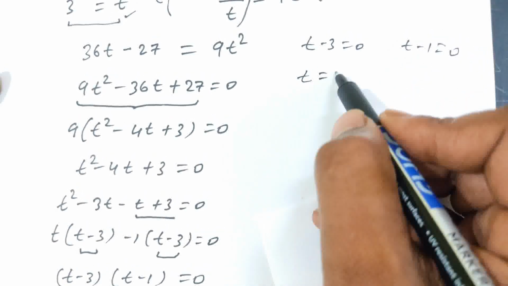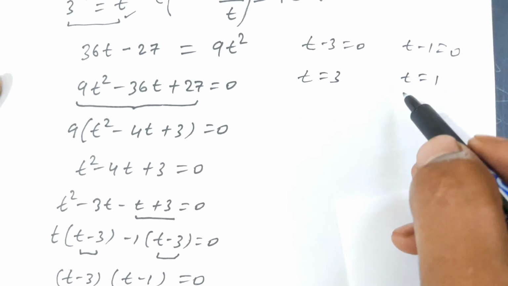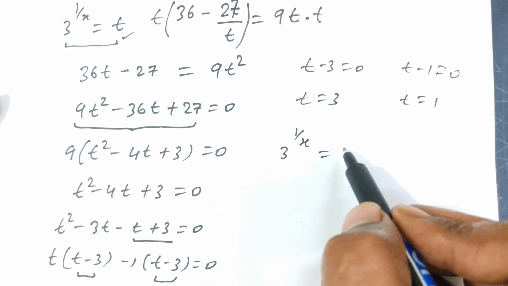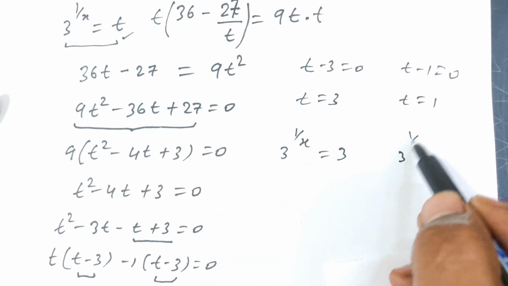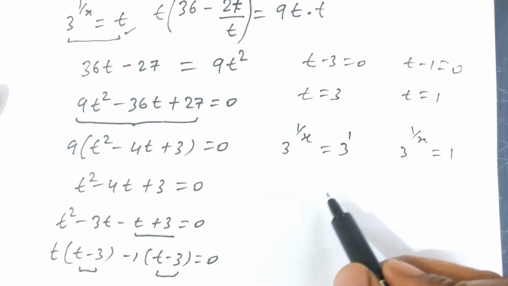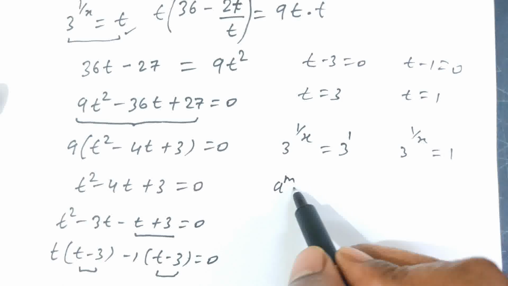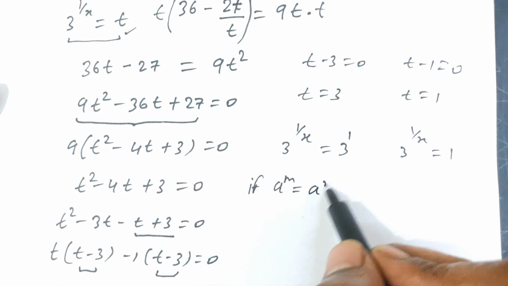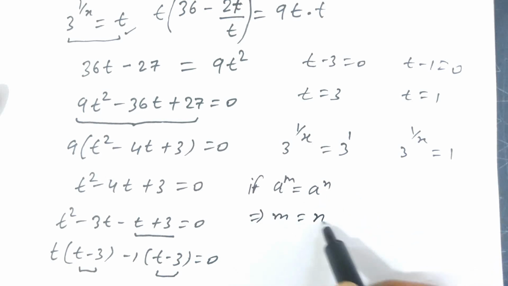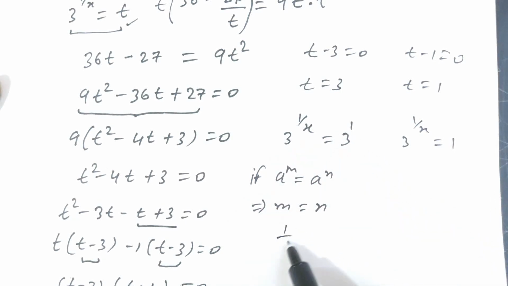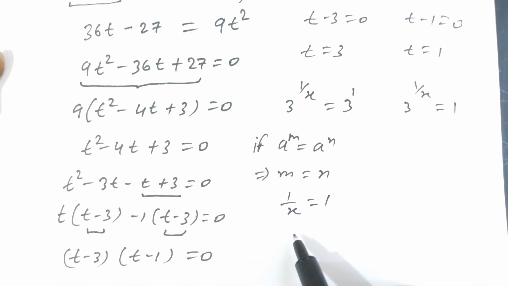Then t is equals to 3, and here t is equals to 1, and we know that the value of t is 3 power 1 by x, so here 3 power 1 by x is equals to 3, and here 3 power 1 by x is equals to 1. Here if a power m is equals to a power n, this implies m is equals to n. If we apply this rule here, then the base is same, so the power is same, then students 1 by x is equals to 1, and if we take reciprocal both sides, then x is equals to 1.